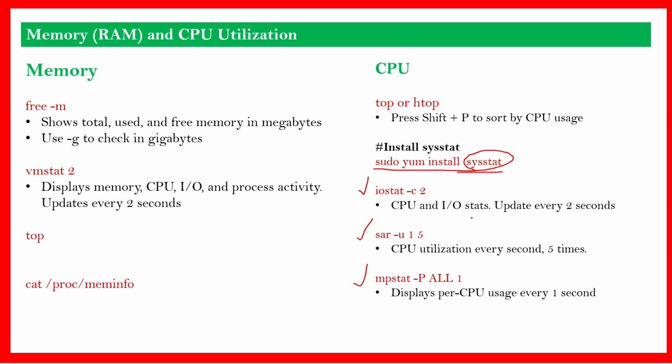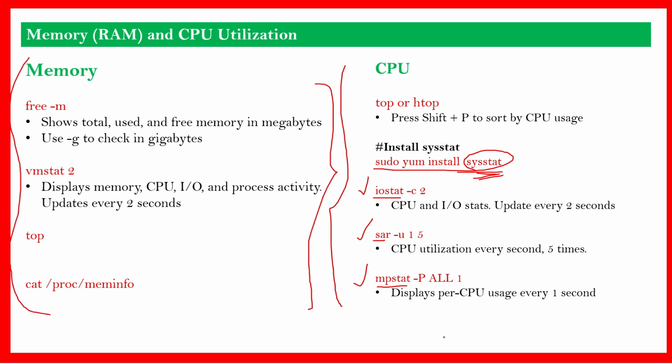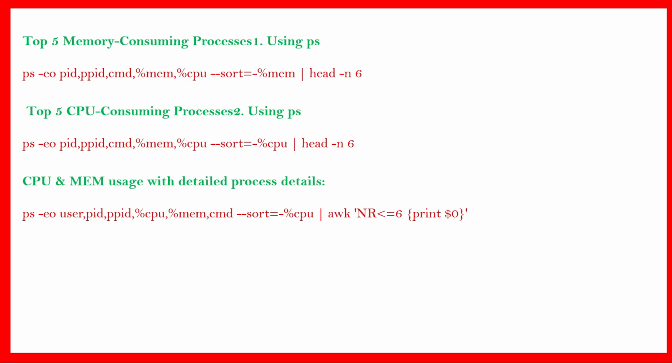But if it is missing, then you can install it, or maybe you can ask your system admin to enable this particular utility, so that you can use some advanced commands for the monitoring of the CPU and the memory. So these are some important commands that we use on a daily basis when we do certain kinds of troubleshooting with respect to your RAM and CPUs.